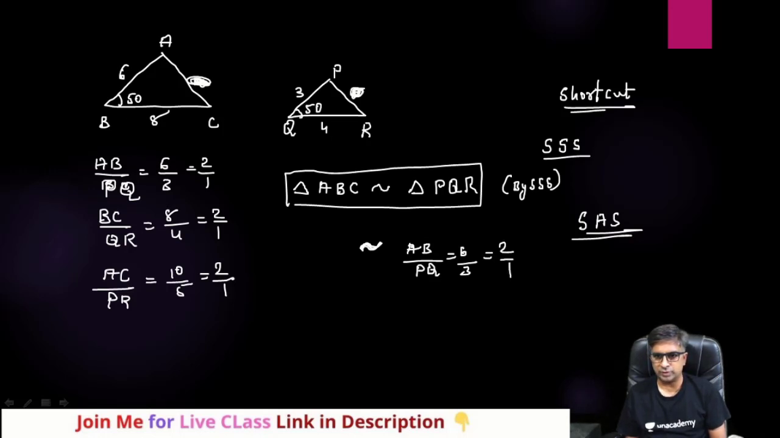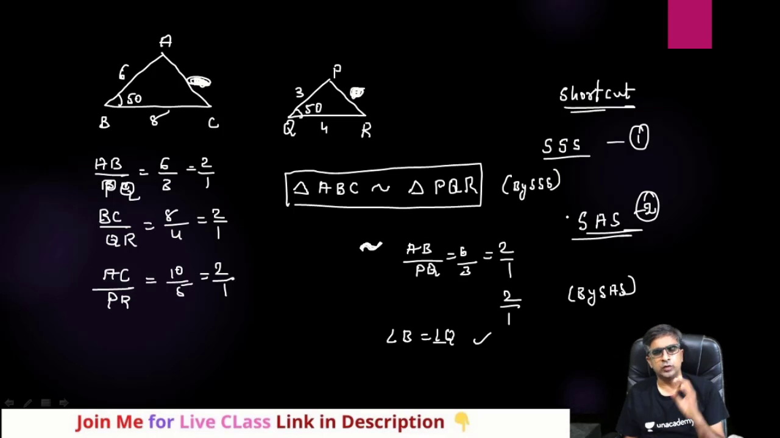This side also, 4 by 8, means 2 by 1, proportional. And the angle between them, angle B equals to angle Q, is also equal. So you can say these 2 triangles are similar. By which rule? 2 sides proportional and the angle between that, so by side angle side. So the first rule is side side side, and the second rule is side angle side.